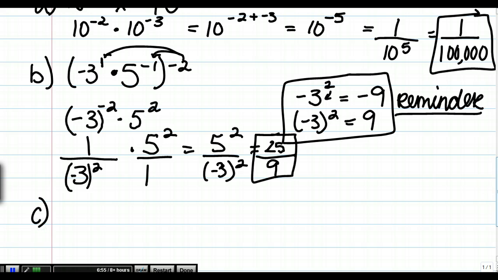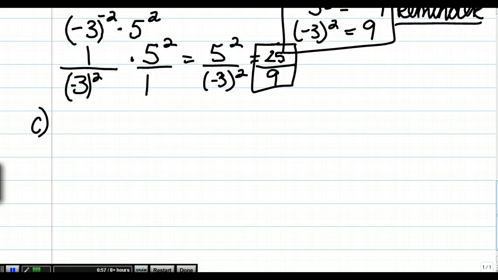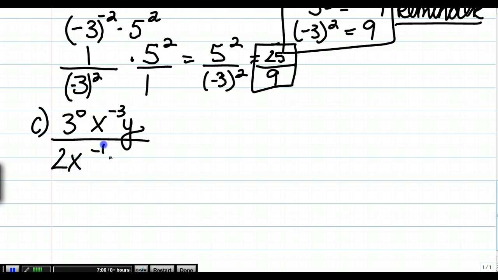C. I have 3 to the 0 power, x to the negative 3, y, over 2x to the negative 1, y to the negative 2. This just becomes 1. Remember, anything to the 0 power is 1. And let's just continue to look at what's on top first.